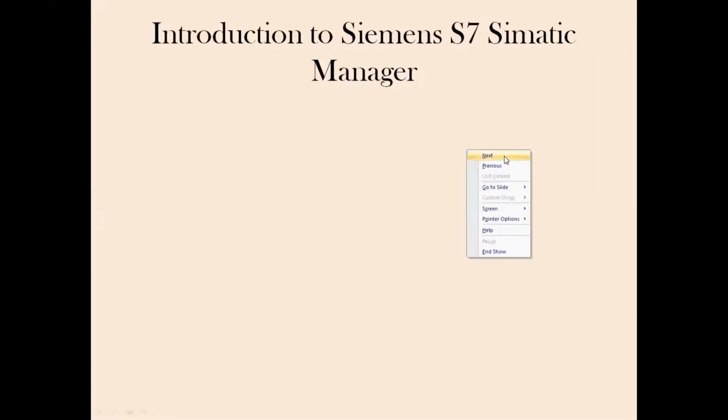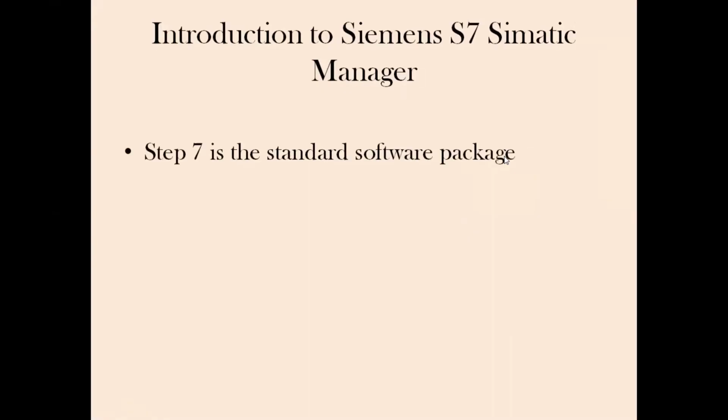Step 7 is the standard software package which is used for configuring and programming the Simatic PLC. Simatic means it's a Siemens brand. So it is used for configuring and programming the Siemens PLC, and it is a part of the Simatic industry software.